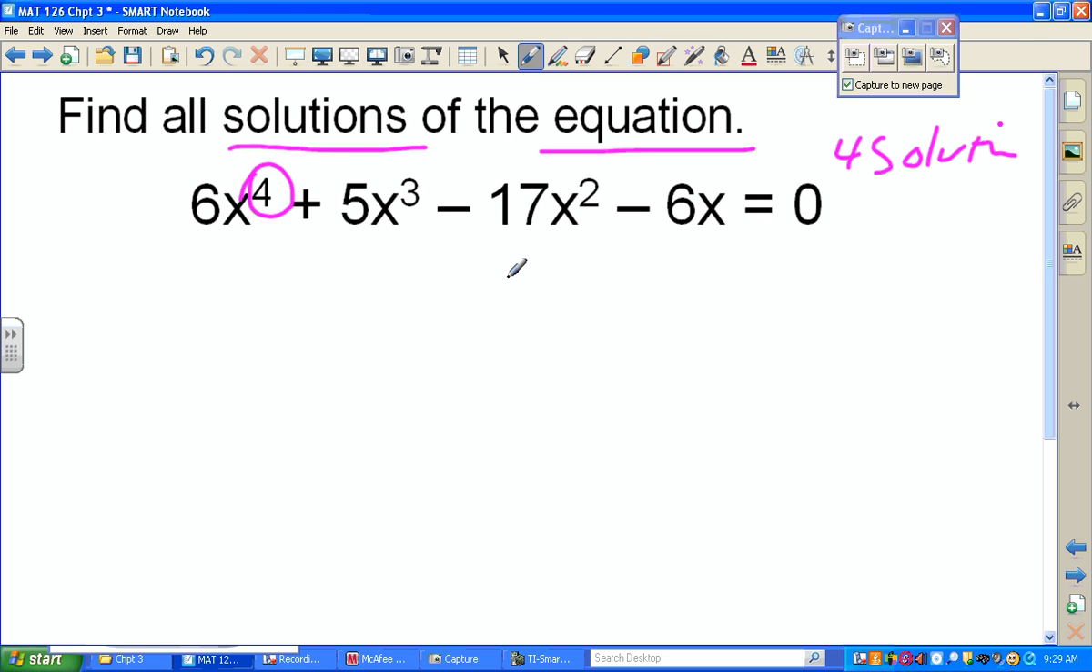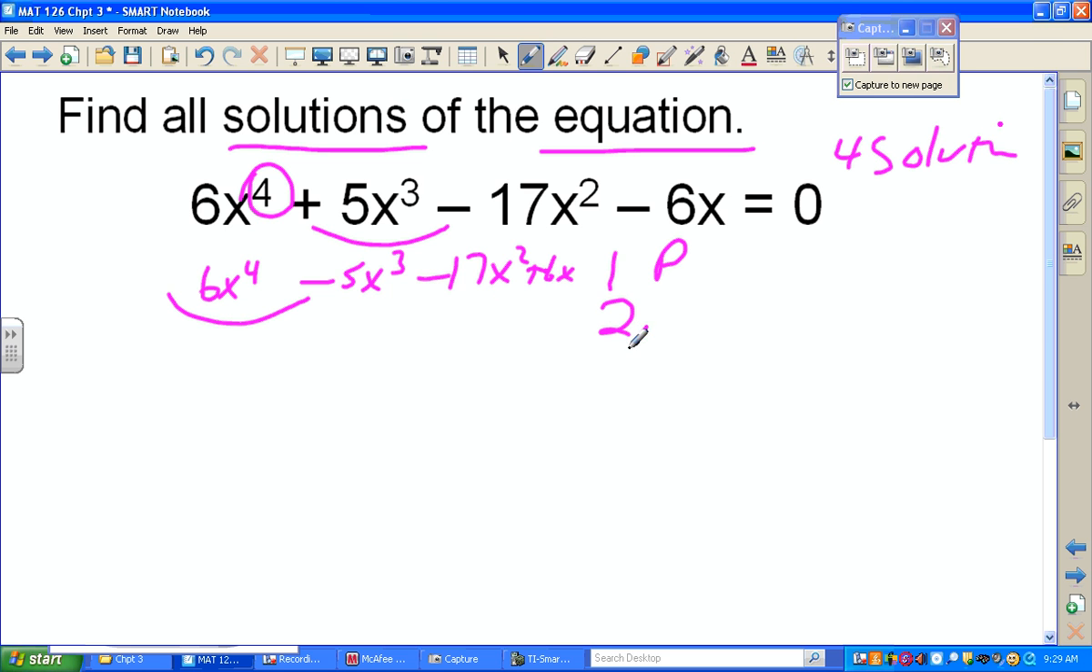Looking ahead, did we do Descartes' rule of signs yet? Yeah. How many changes are there? So there's going to be 1 positive. You're guaranteed 1 positive x answer. If you change it to negatives, that'll stay the same. This will change. This will stay the same. This will change. How many sign changes are there now? 2. So you could have either 2 or 0 negative solutions, right?